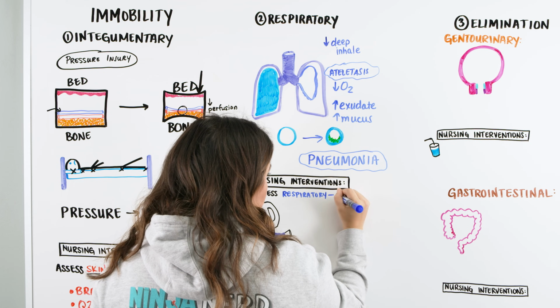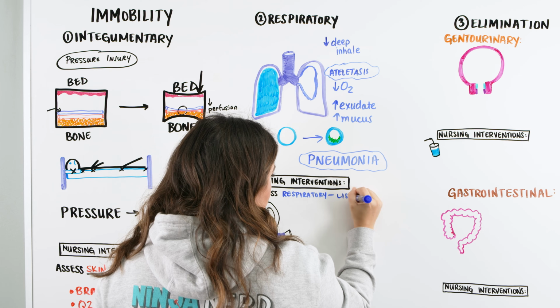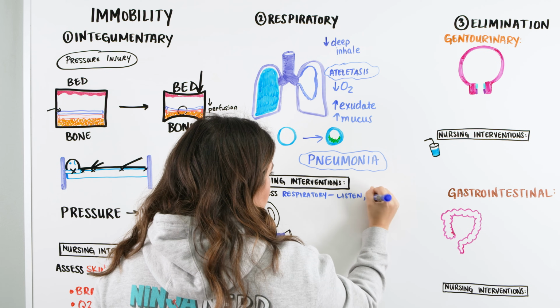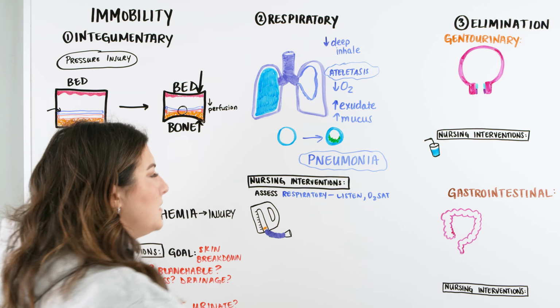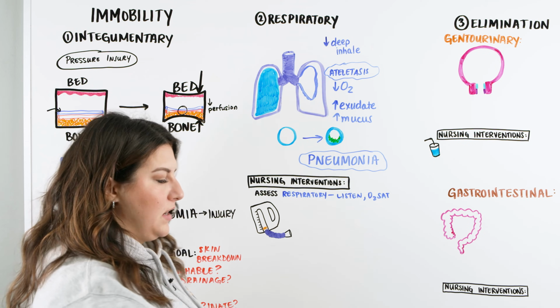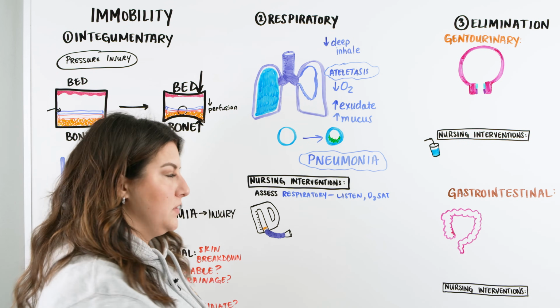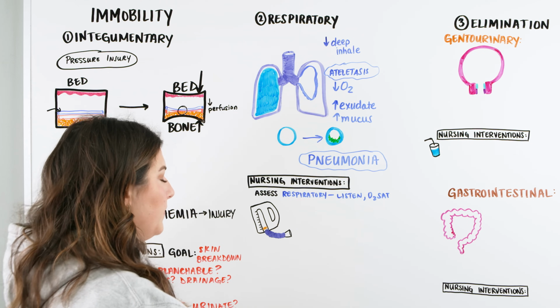And to do that, we're going to listen, right? We're going to look at their O2 sat, and we're going to start assessing our patient. What's going on with them? Do they have any other underlying conditions with the respiratory system? Do they have asthma? Do they have COPD?